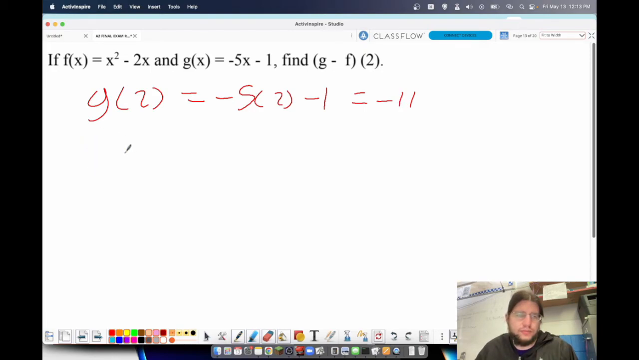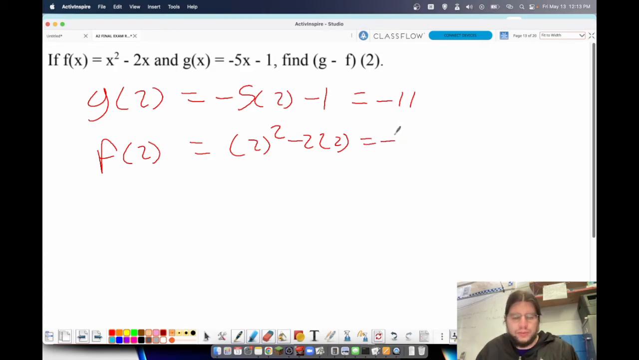F of 2. That's 2 squared minus 2 times 2. 4 minus 4 is 0. So we have g minus f, so negative 11 minus 0 is negative 11. That's how it is for that one.